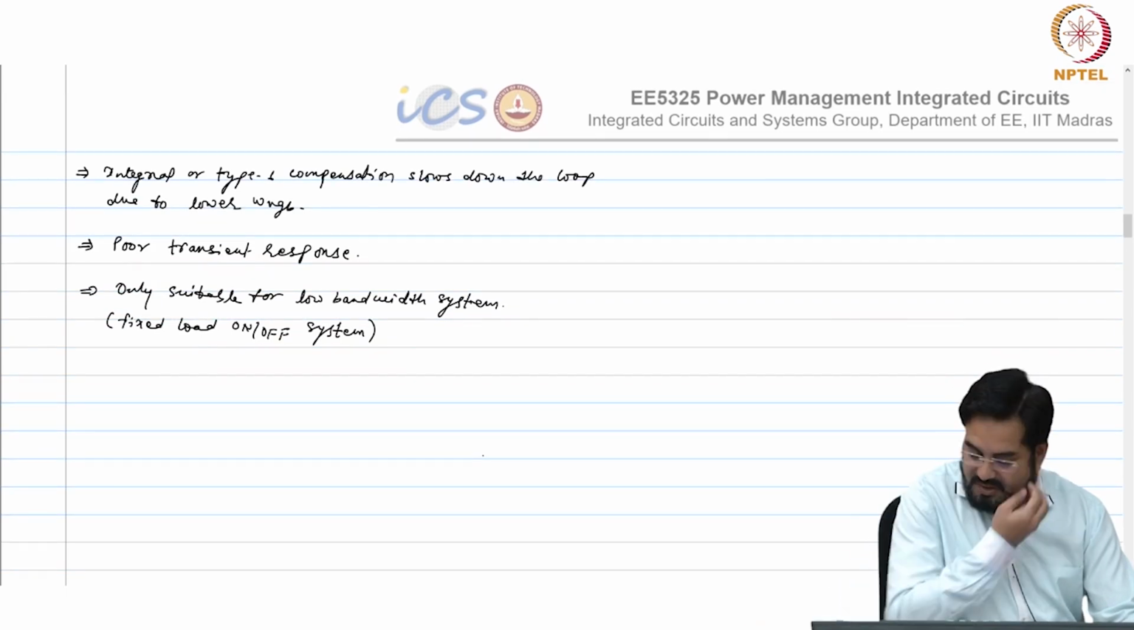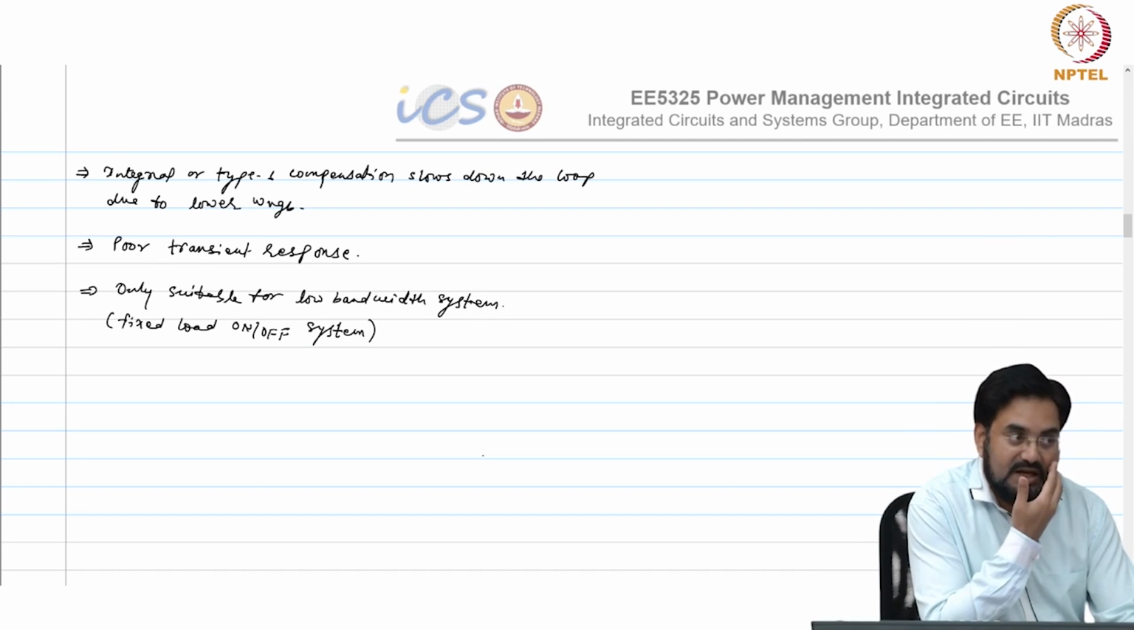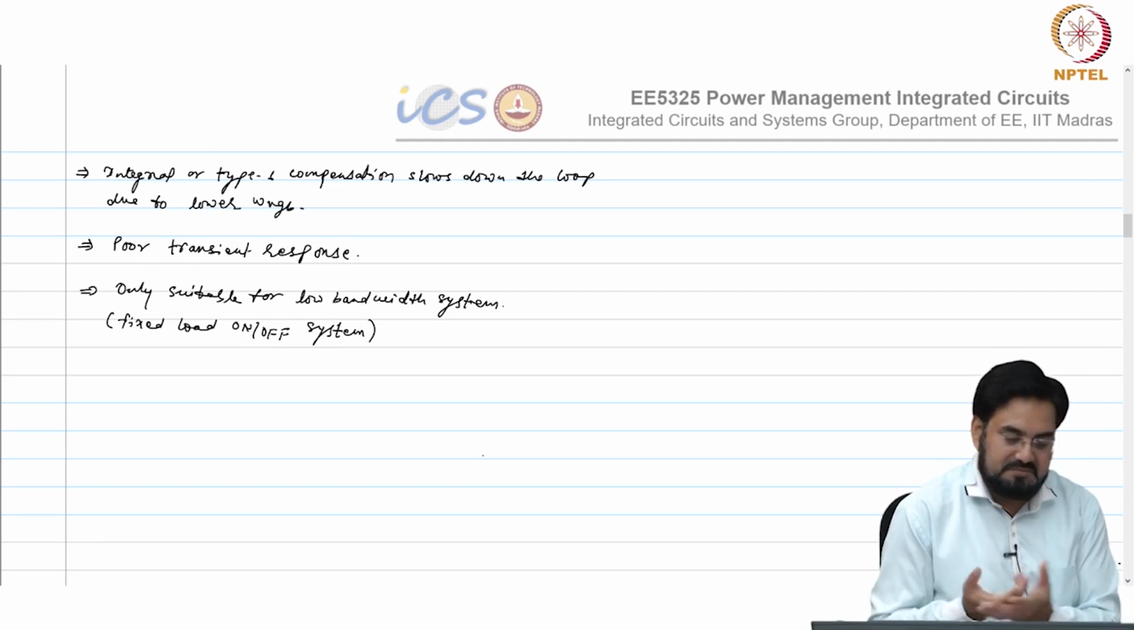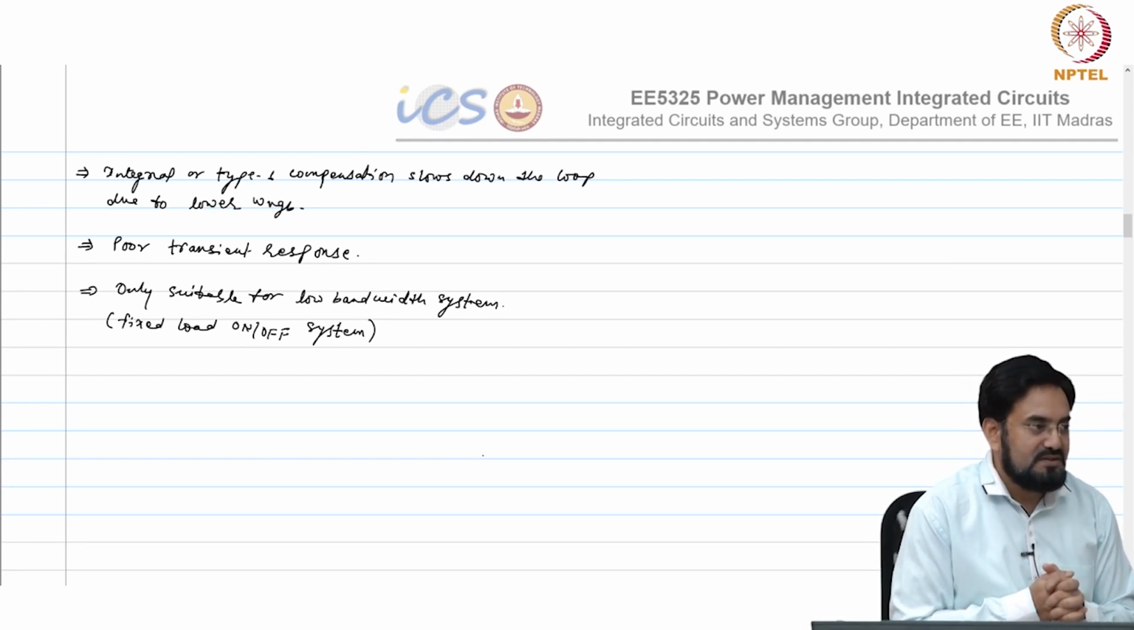So it is simpler to implement, requires only one cap, but since the cap value is too large, if it is on the order of nanofarads, you cannot integrate it on chip. So most of the time with this type of compensation, you require an off-chip capacitor.